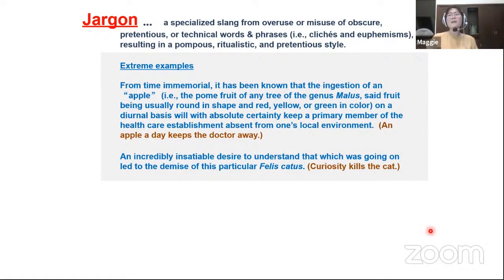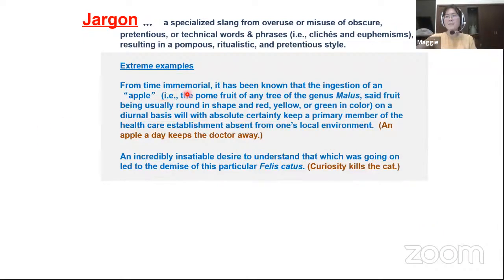So jargon means a specialized slang from overuse or misuse of obscure, pretentious, or technical words and phrases, resulting in a pompous, ritualistic and pretentious style, which means that you use big words to scare your reader. That's the jargon. So here, for example, this sentence is very long.